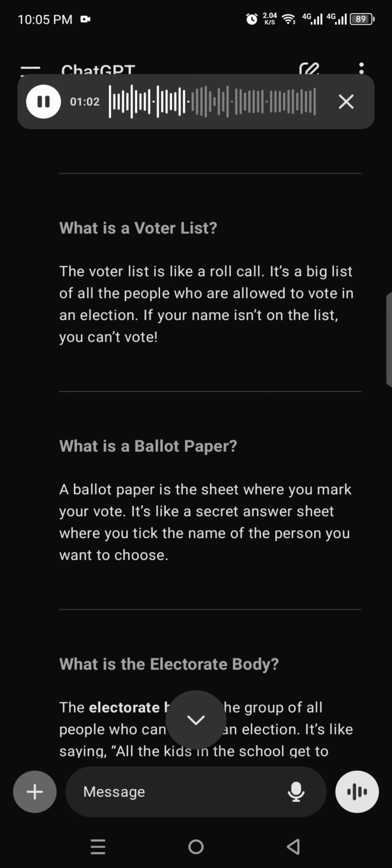What is a voter list? The voter list is like a roll call. It's a big list of all the people who are allowed to vote in an election. If your name isn't on the list, you can't vote.